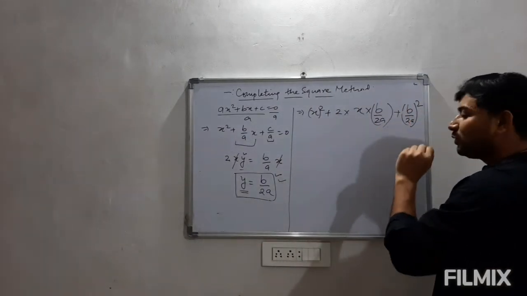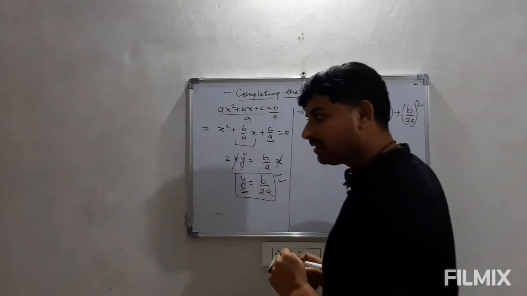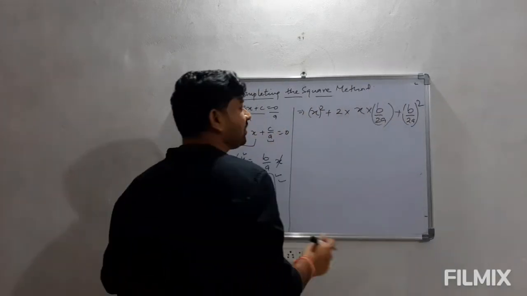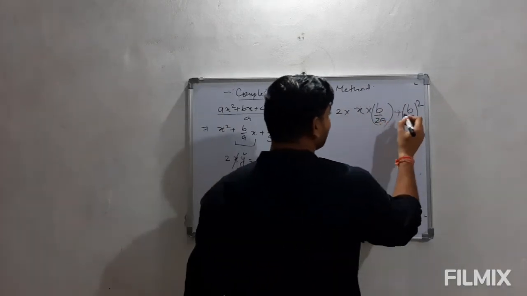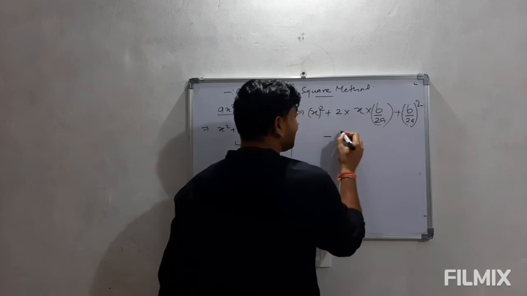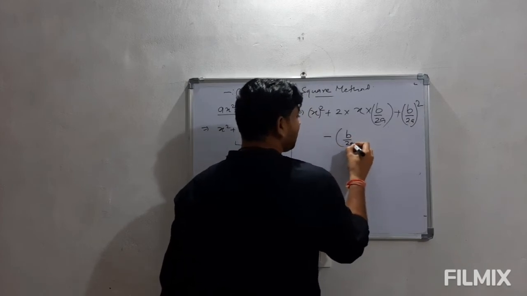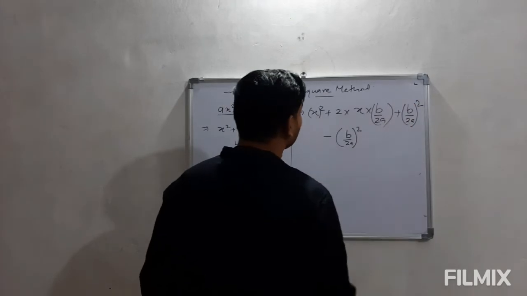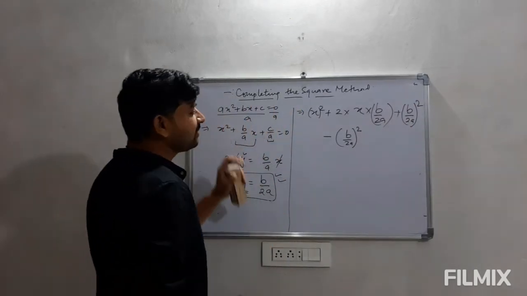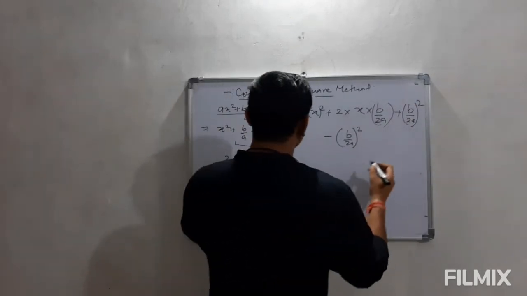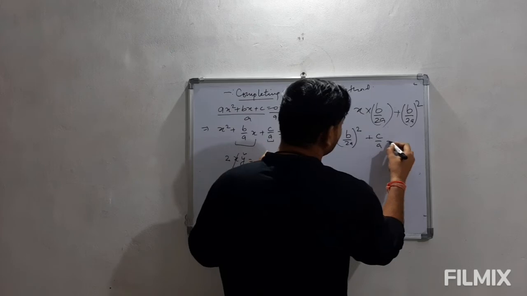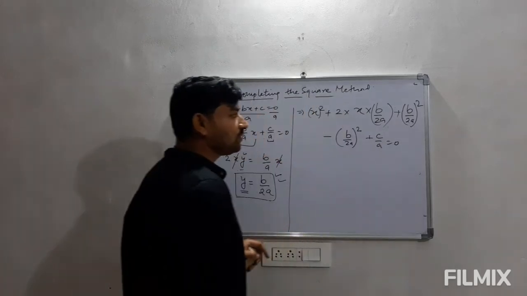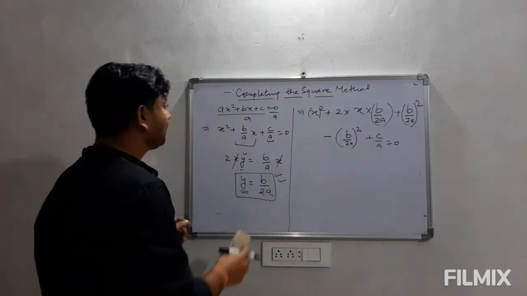हमने अपनी तरफ से b upon 2a whole square प्लस किया, but as we cannot change the equation, we have to do the same with a minus sign. Means हम इसको एक बार प्लस करेंगे और एक बार माइनस कर देंगे, so that this cancels out and the whole equation is as it is. And then we have c upon a here, that is equal to 0. So this is what we are getting out of this.